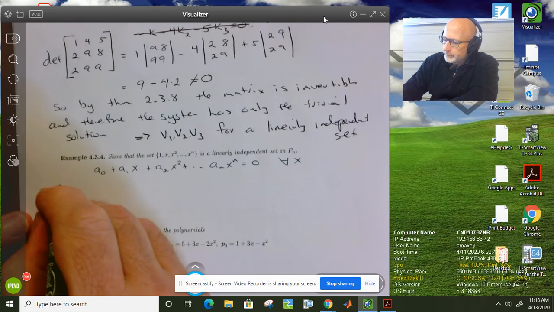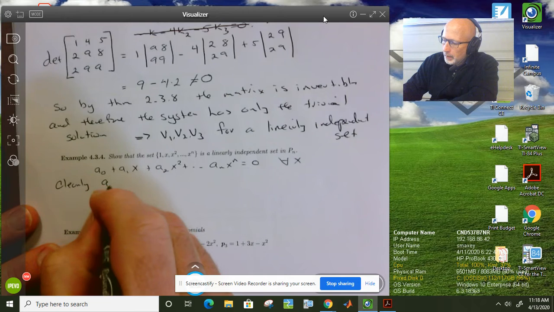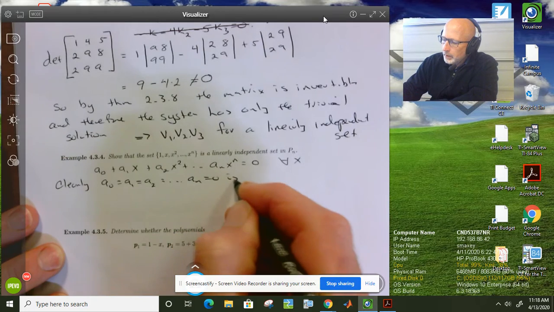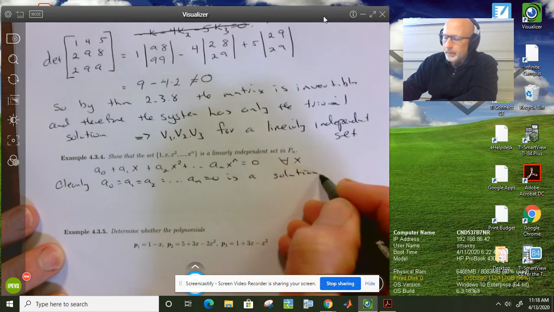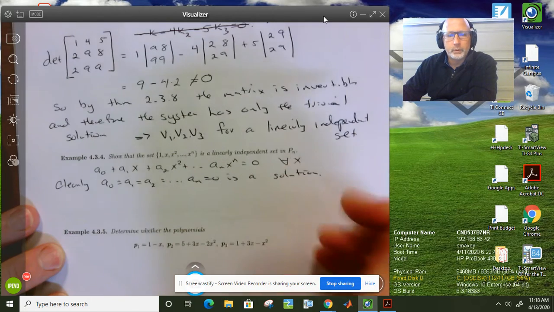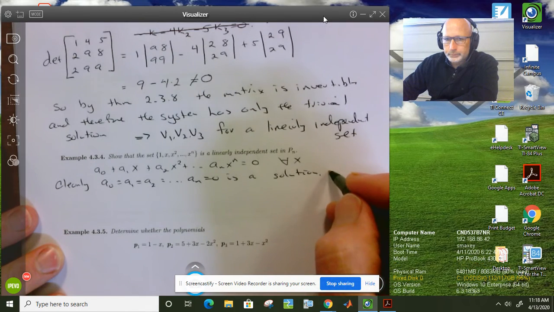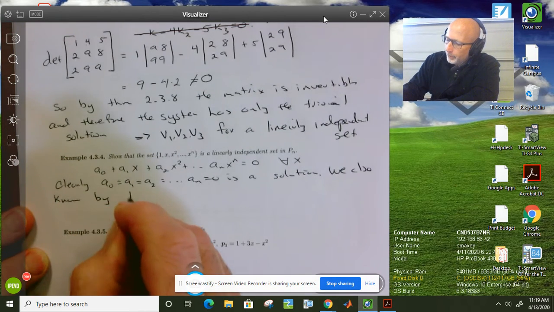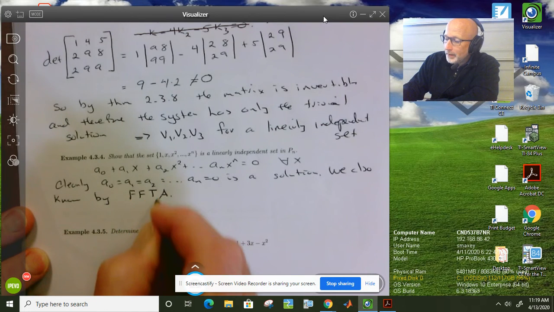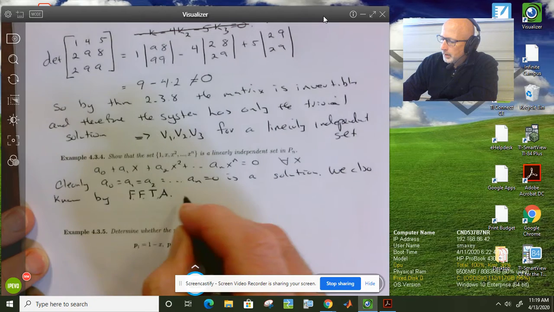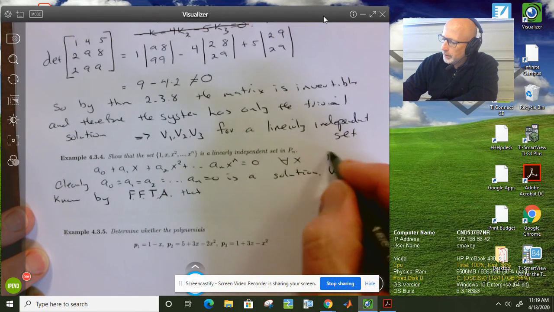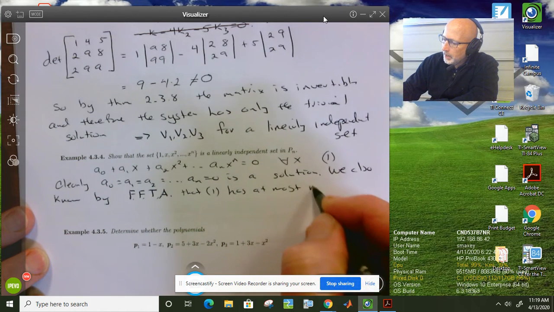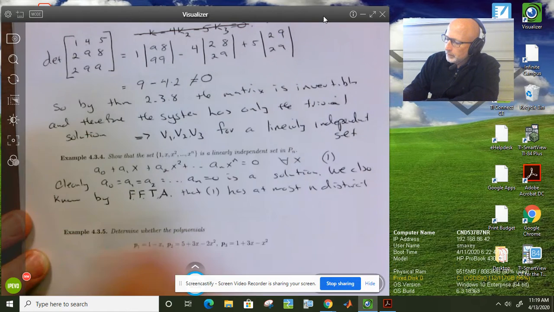Well, clearly, a naught equal to a1 equal to a2 equal to all the way up to an equal to 0 is a solution. When you make them all equal to 0, 0 is equal to 0. And we also know by the first fundamental theorem of algebra, not calculus, algebra, that, and I'm going to call this equation 1, equation 1 has at most n distinct roots.